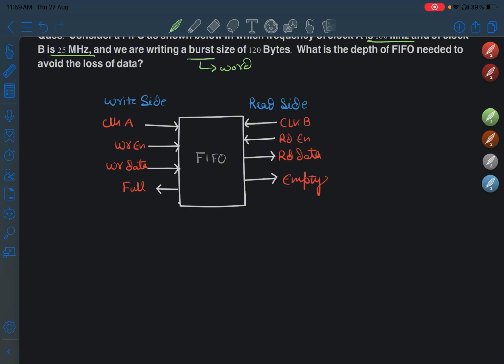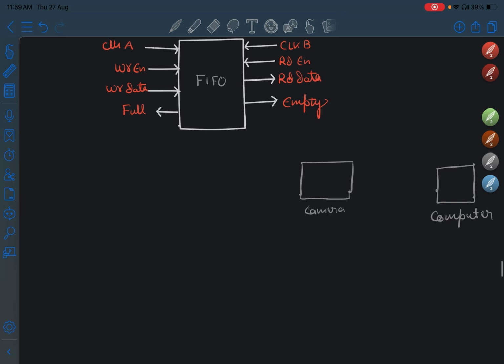Imagine a camera. Okay, this is the camera, and here we have a computer. So the camera is producing data faster while the computer is processing it slowly. So we put a FIFO buffer between them. It's just like a queue. The data which enters first will get out first. That's why it's called FIFO. Okay. It's just like a queue.